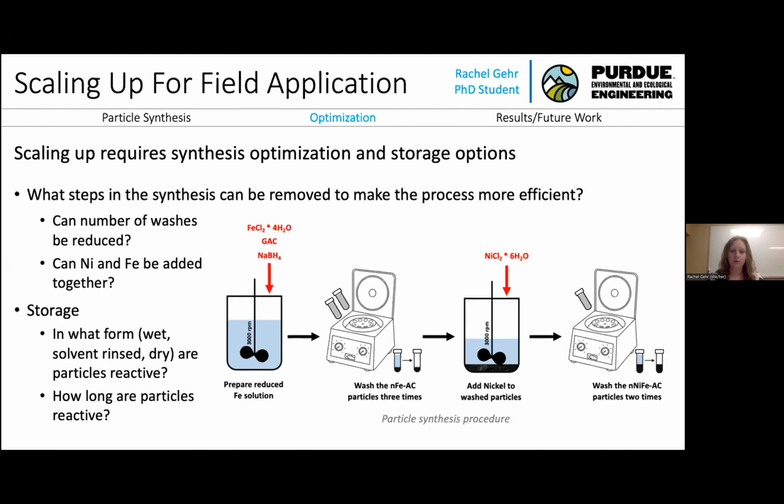Here is a quick overview of the synthesis process. We have a really specific method for how we add the iron, our granular activated carbon, and the sodium borohydride. We then wash the particles 3 times with DI water, which is a pretty intensive process that consists of using a centrifuge, taking off the supernatant, and adding more DI water, so it's pretty time intensive. We then add our nickel chloride and stir for 3 hours. We want to look at whether we can reduce that stirring time as well. Then the particles are washed 2 additional times before they're finally ready to react with PFAS.